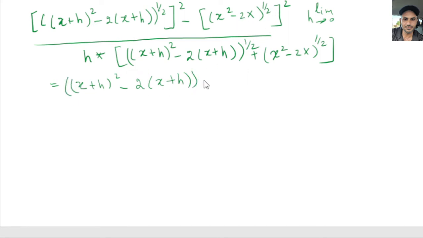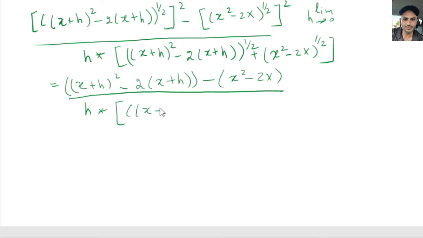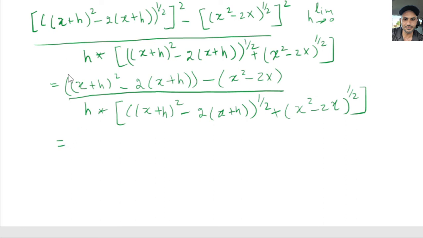The second term, same thing happens here. This 1/2 gets canceled by the square, so the square undoes the square root, and you're left with just x squared minus 2x, and then everything divided by this h times x plus h squared minus 2x plus h and the whole thing raised to 1/2, plus x squared minus 2x raised to 1/2 right here. And all right, now we simplify this further.